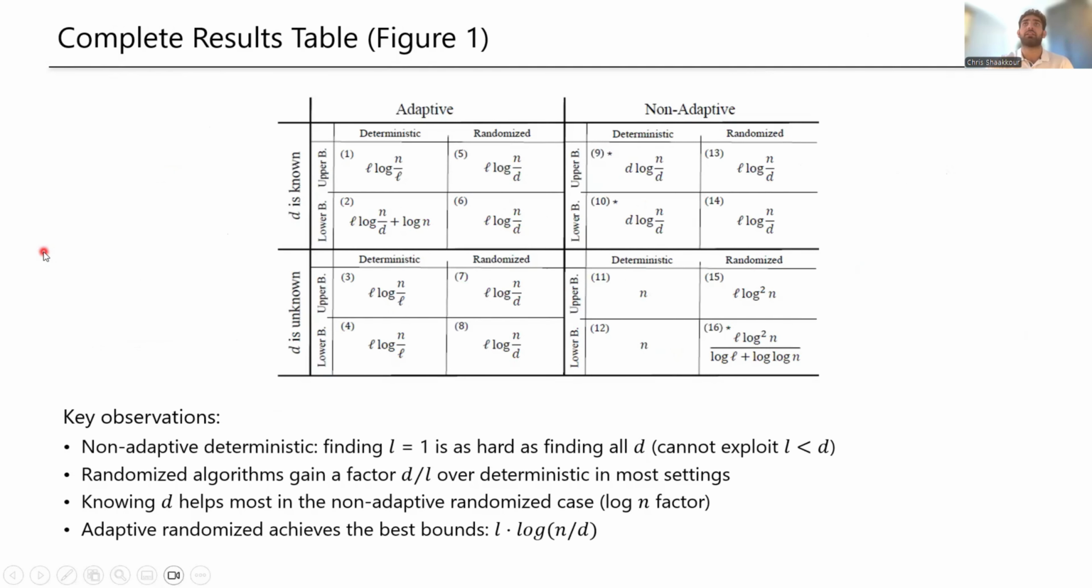We have the non-adaptive deterministic. So even if L equals 1, we still pay the same complexity, the same upper and lower bound complexity as when we want to detect D defective items out of N. So it's like the original upper and lower bound that other papers have found for detecting D defective items. So it doesn't matter if L is 1 or 2, using these algorithms, we have to pay the same as finding D defective items.